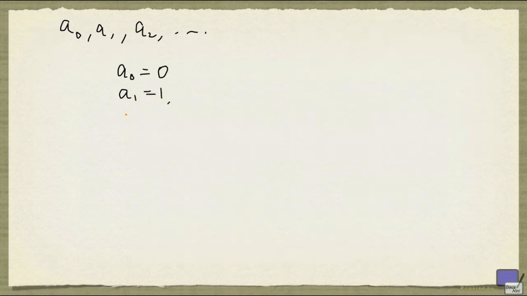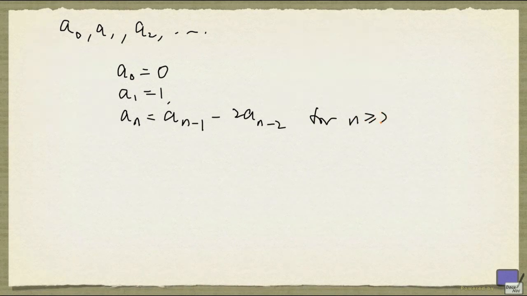Consider the sequence of numbers A0, A1, A2, and so on, given by the following. So A0 is 0, A1 is 1, and A_n is equal to A_{n-1} minus 2 times A_{n-2}, whenever n is at least 2.